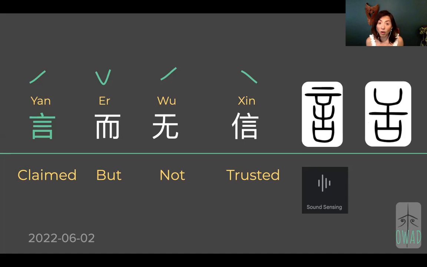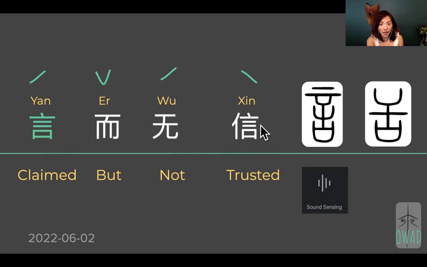Okay. 言而无信, the 而 is a connector word. It could be 'and' or 'but', depending on whether the message before and after it is consistent. In this case, it's a 'but' because there's a negation here. You're supposed to mean what you said, and you're supposed to be trustworthy with your words. You are very careful with words, right?